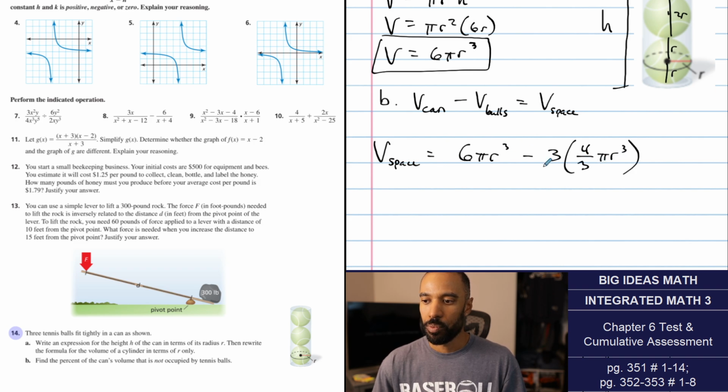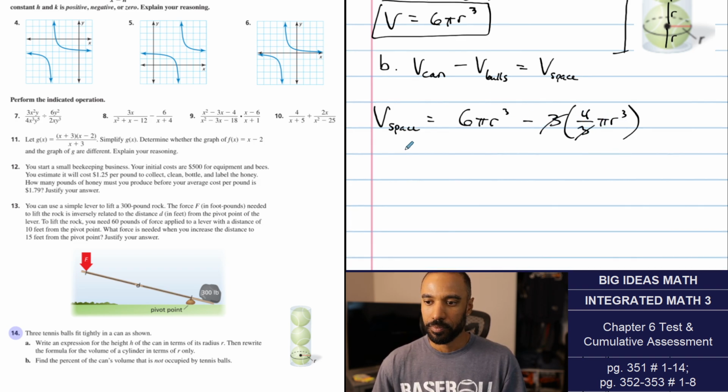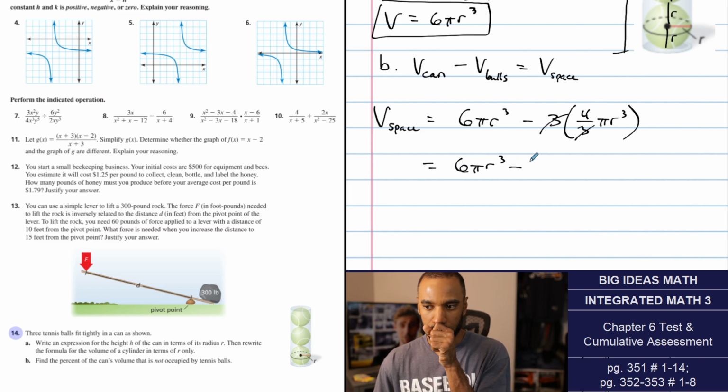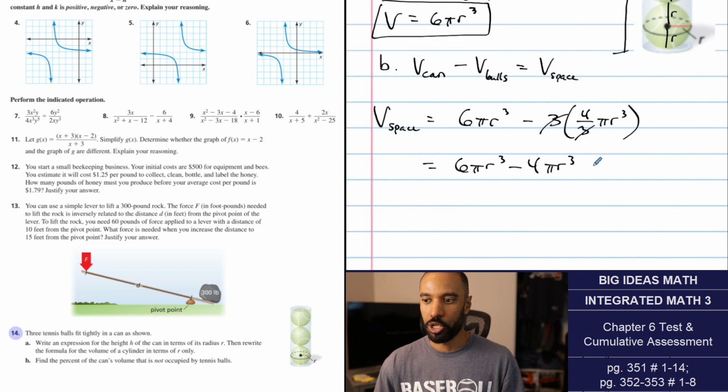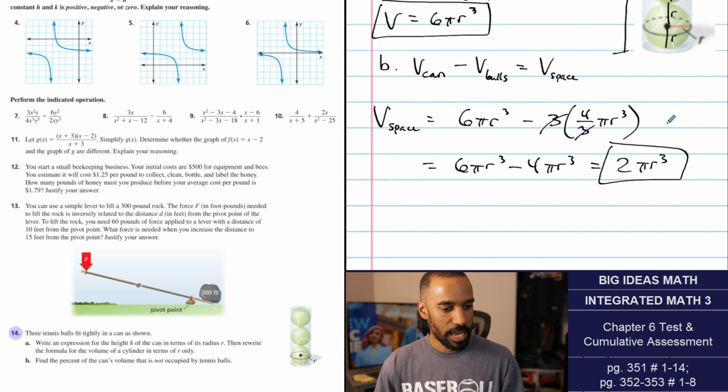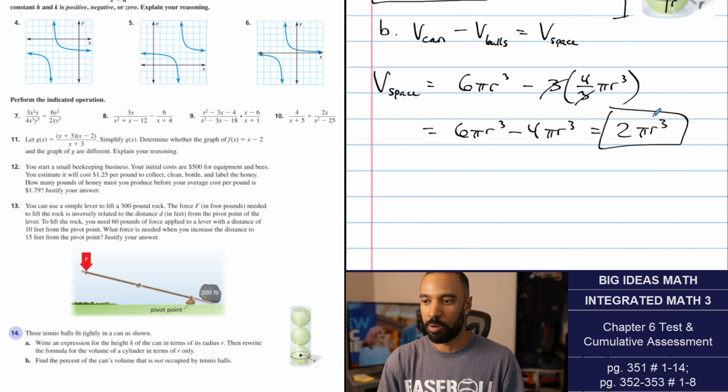Take a look at this. 3 over 3 is 1. So now you have 6 pi r cubed minus 4 pi r cubed, which is 2 pi r cubed. So that is the volume of this. They said they'll find the percent that's not occupied by balls.